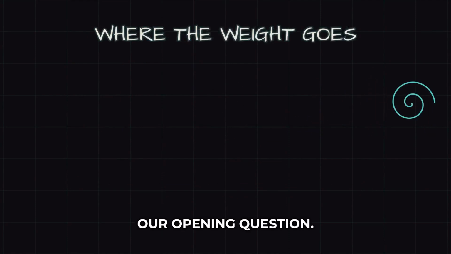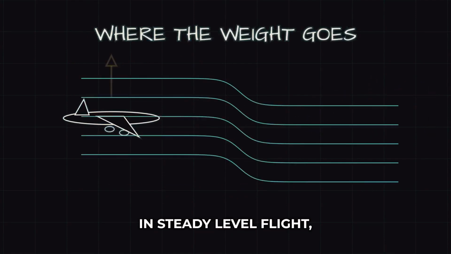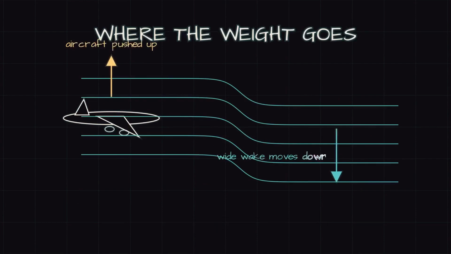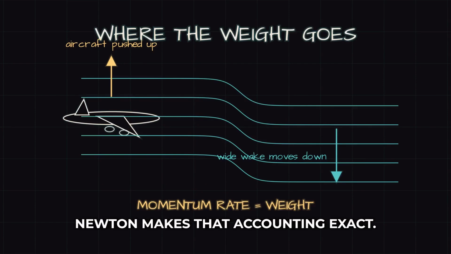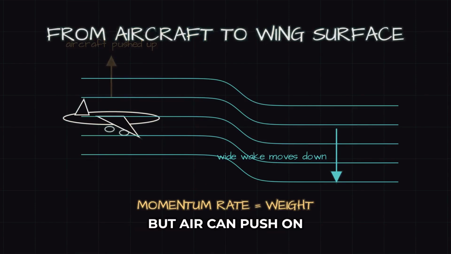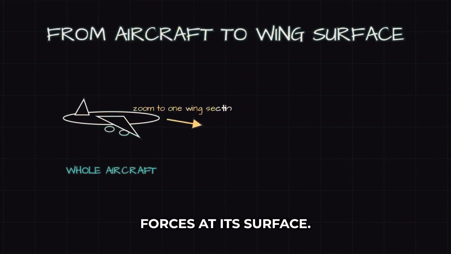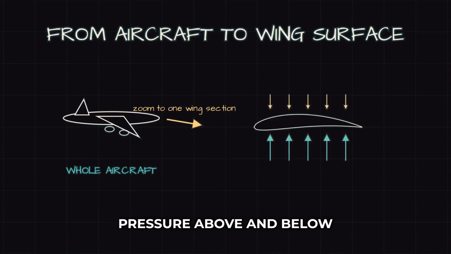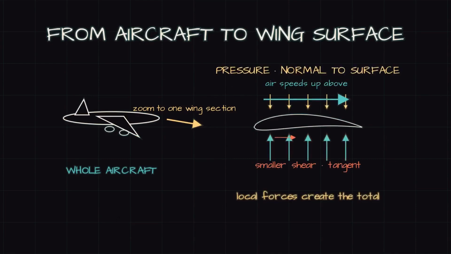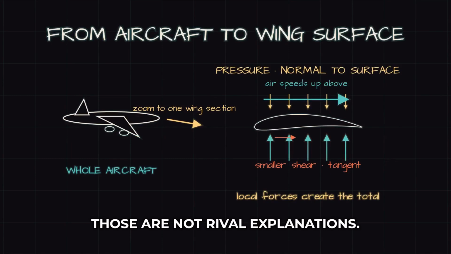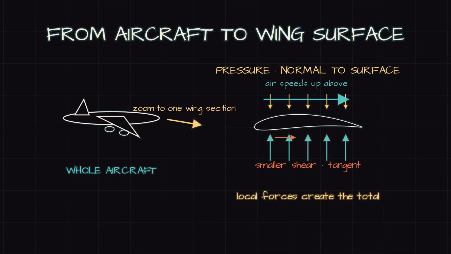We can now answer our opening question. In steady level flight, the aircraft gives the air downward momentum at a rate equal to its weight. The wide wake moves down. The aircraft is pushed up. Newton makes that accounting exact. But air can push on an aircraft only through forces at its surface. Pressure above and below the wing differs, and the air over the top really does speed up. Those are not rival explanations. They are the local machinery creating the momentum change we followed.